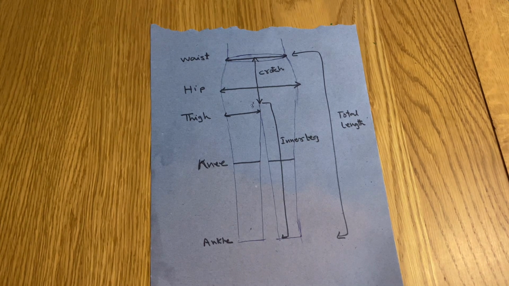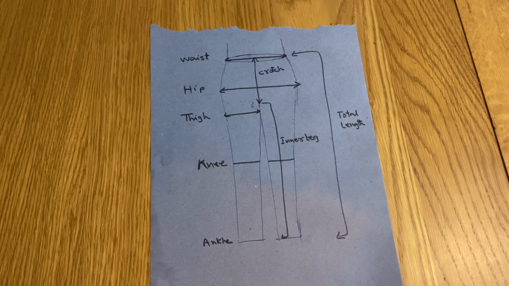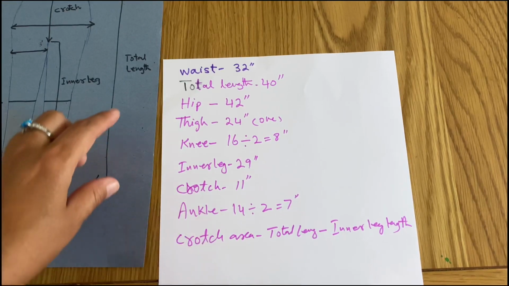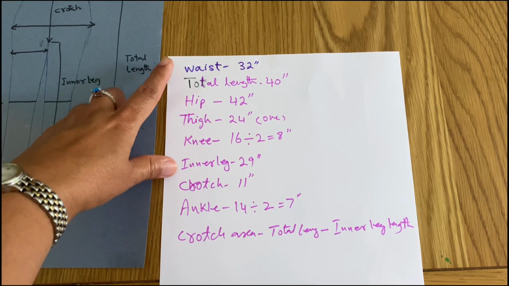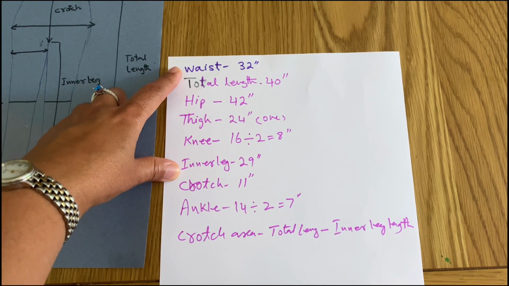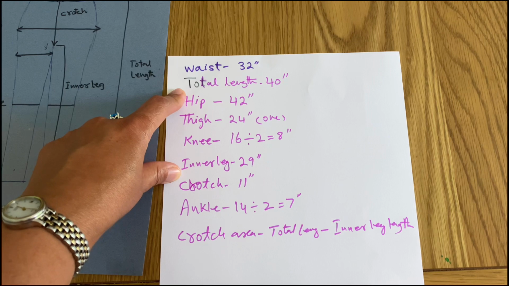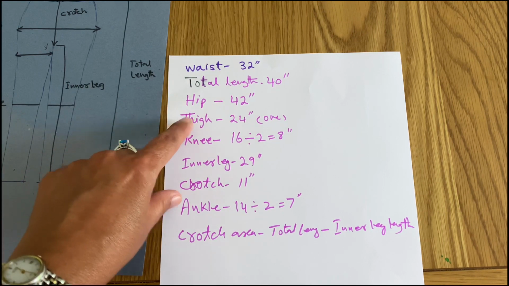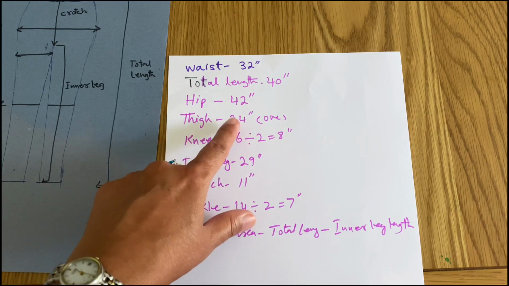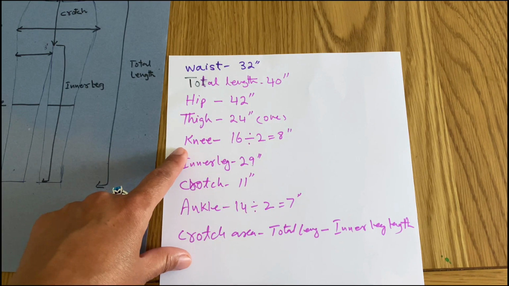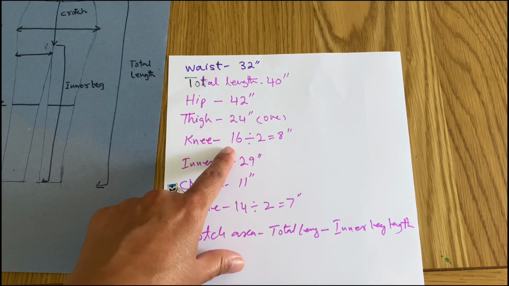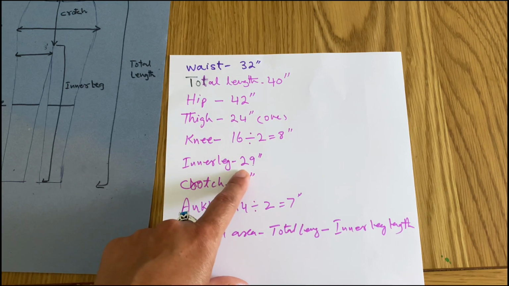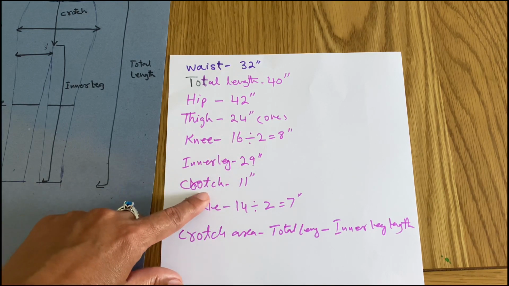So let's dive onto our drafting paper and see how to draft our pattern. These are the measurements I will be using. Waist measurement 32 inches, total length 40 inches, hip measurement 42 inches, thigh measurement, one thigh, 24 inches, knee measurement 16, inner leg 29 inches, crotch area 11 inches.